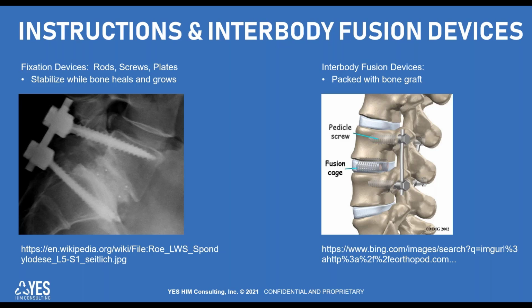On the right-hand side, the other kind of device we could see, especially if you're doing an interbody fusion where you're taking out part of that disc, is a fusion cage, and you can see it goes into that space. So perhaps the surgeon took out part of the disc there and then packed it with some bone graft. It also has an example of a pedicle screw. When we were talking about the anatomy of the vertebrae, we talked about the pedicle, and that's where that pedicle screw goes.